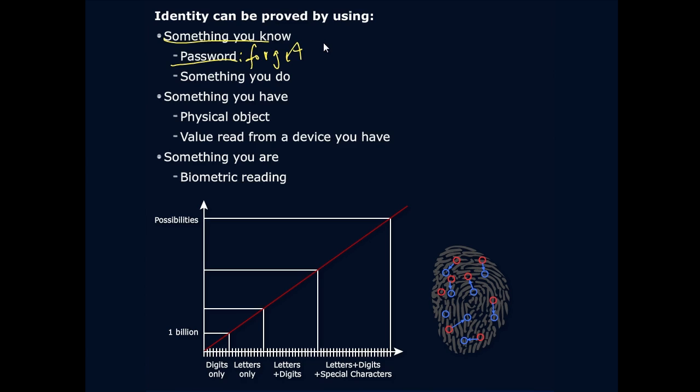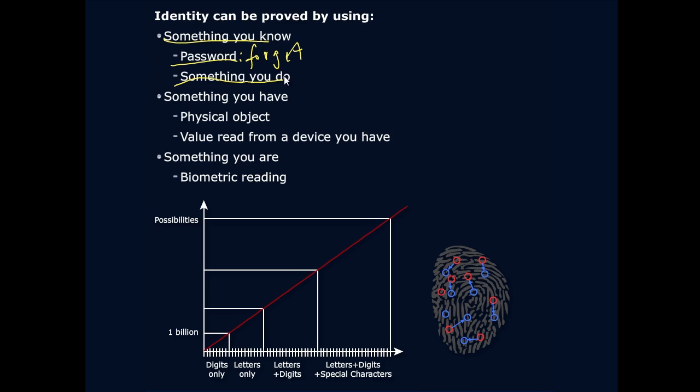Now, it can also be something you do. We've seen this in the past with touch screens. You can draw a symbol of some type to get in, but this is something you know that you can show to the network or the authenticator that allows you access into the given network.